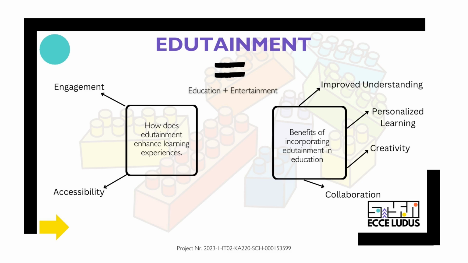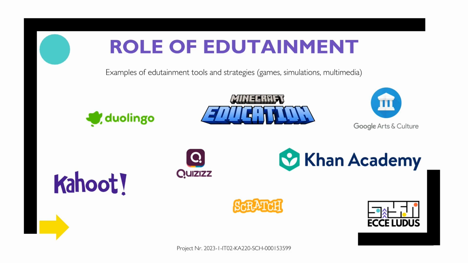4. Promoting collaboration and social skills. Many edutainment activities involve collaboration, teamwork, and social interaction, providing opportunities for students to work together, communicate effectively, and build interpersonal skills. Collaborative games, group projects, and interactive simulations encourage peer-to-peer learning and cooperation, preparing students for collaborative work environments. Examples of games.